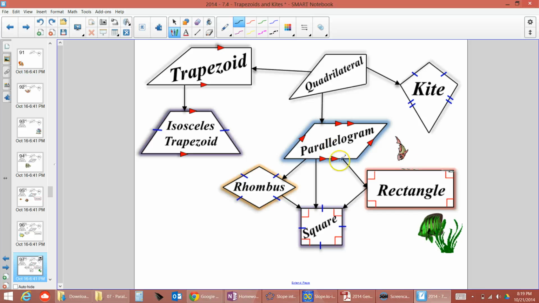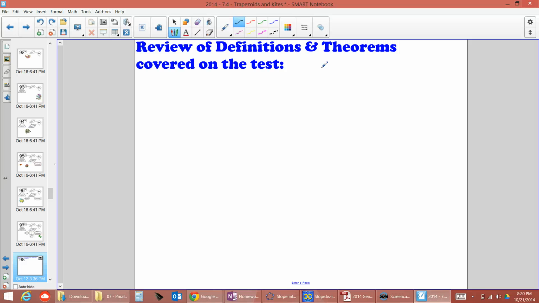A parallelogram is sometimes a rectangle, sometimes it's a rhombus, sometimes it's neither. So going up the chain, it's always true. Going down the chain, it's not always true, it's sometimes. So a square is always a rhombus and it's always a rectangle. And a rectangle is always a parallelogram. And a parallelogram is always a quadrilateral. Similar to apples being fruit, but not all fruit being apples.